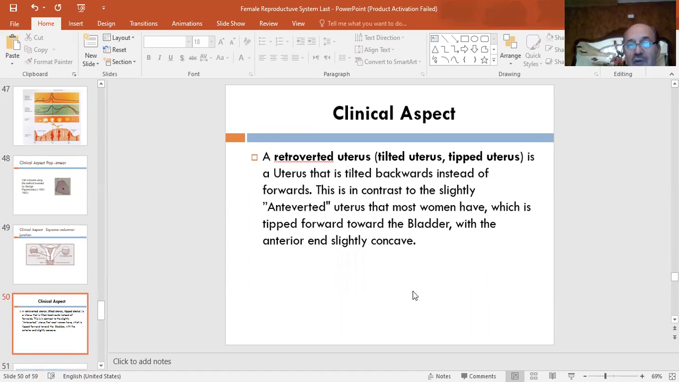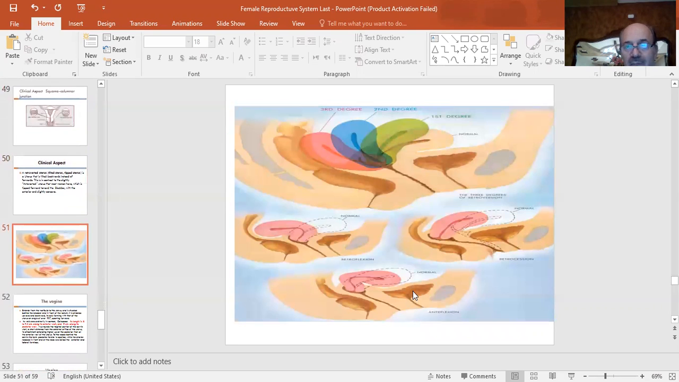The retroverted uterus, we mentioned that. It is a tilted type of uterus, and the direction, instead of projecting forward, projects backward, and that's called a retroverted uterus, and usually it causes discomfort and abdominal pain. That's the picture of the retroverted uterus with several degrees: first degree, second degree, third degree, etc.